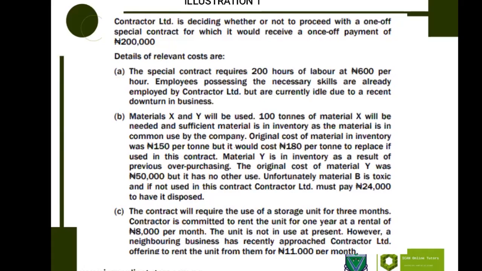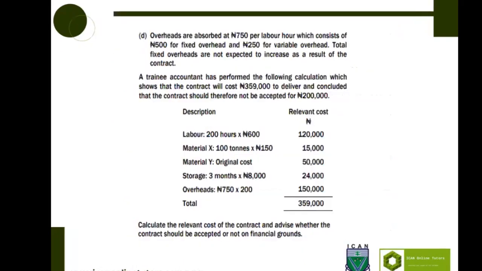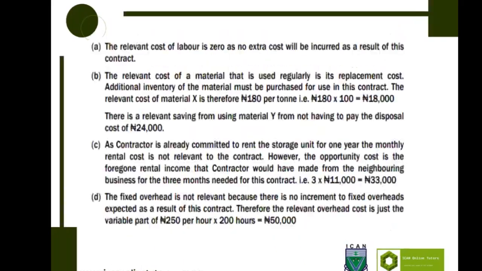So in that case, they have an illustration here that says Contractor Limited is deciding whether or not to proceed with a one-off special contract for which it will receive a once-off payment of 200,000. The details of the relevant costs are as follows. The contract requires 200 hours of labor at 600 naira per hour. You can screenshot the question or pause the video if you are watching the recorded version to study this illustration. I don't have time for the continuation, so let's proceed to the solution.